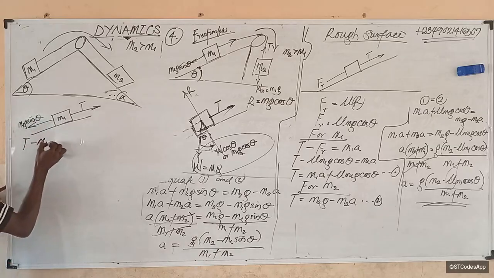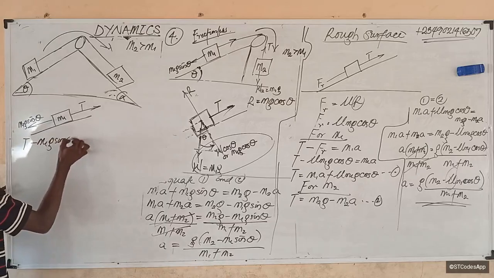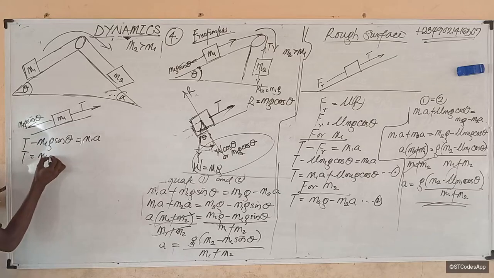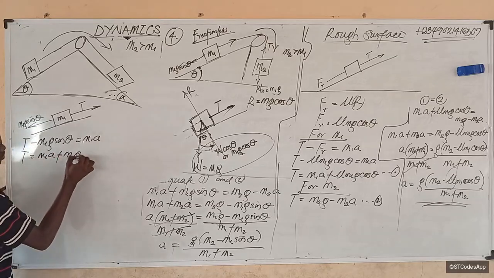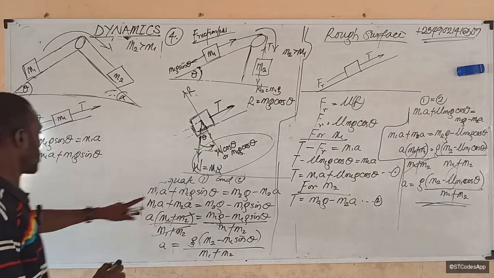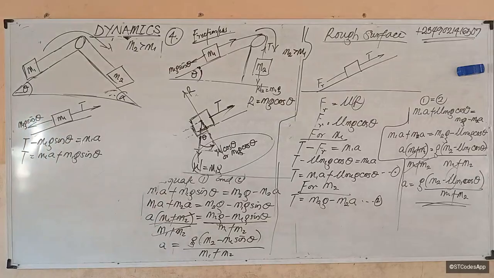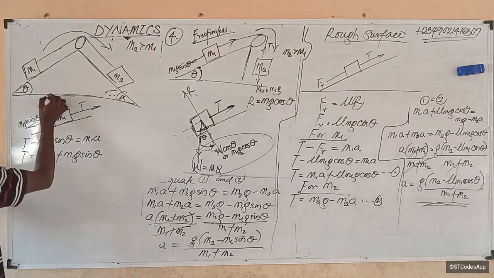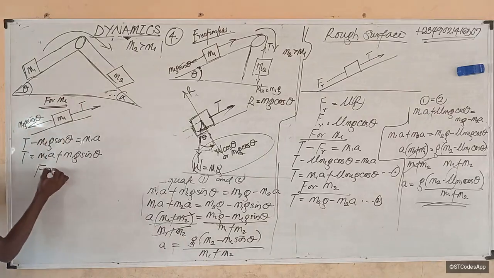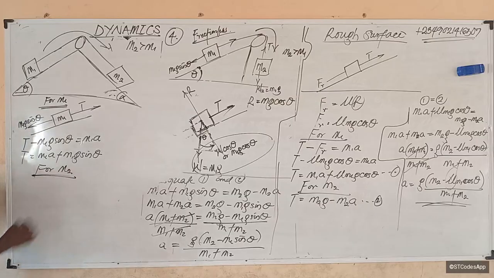T minus M1G sine theta will be equal to M1A, so that T equals M1A plus M1G sine theta. It looks like the first one we did, like this one. So this is for M1. Now, for M2, let's see what changes.